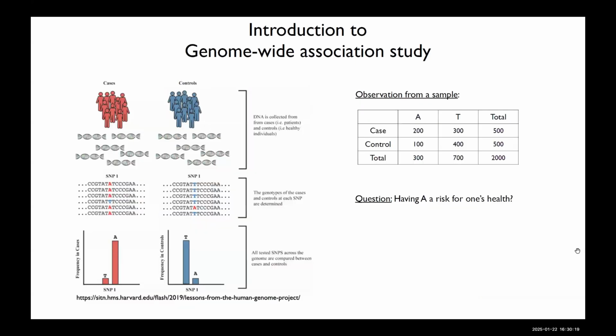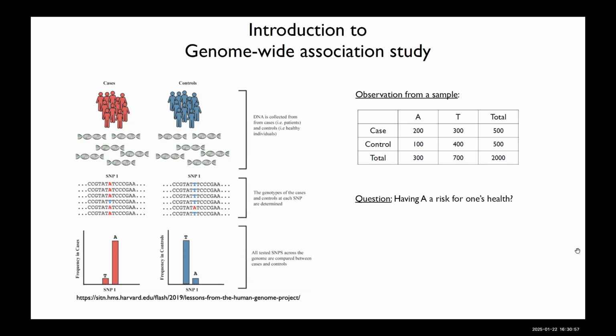And so in these studies, typically the researcher will recruit healthy individuals called controls, and then individuals with certain diseases called cases. And then they will sequence individual genomes and then analyze whether there are genetic variants whose frequencies differ between these two groups. And if so, then it would indicate that the particular change in the genome is associated with the particular disease.